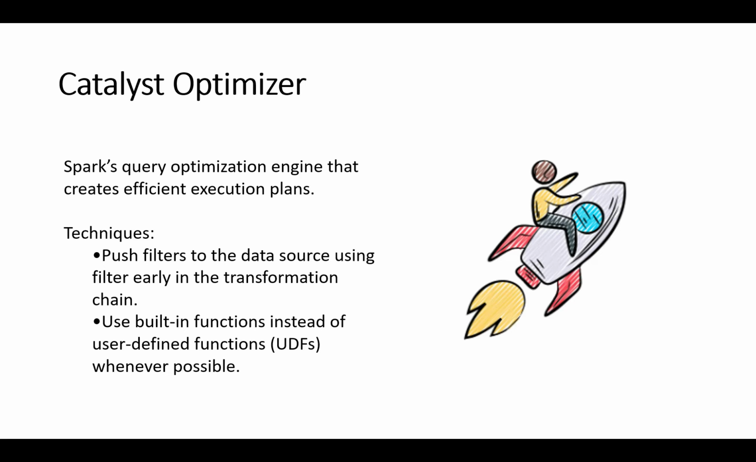So that's one. The second performance optimization is we should use built-in functions instead of UDFs. It is more performance efficient when we do not write our own user defined functions, but use Spark-given functions, because those are optimized for execution.